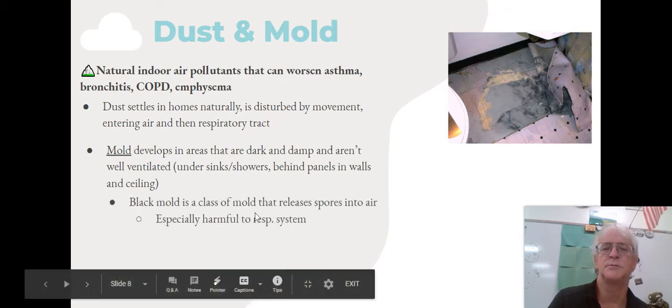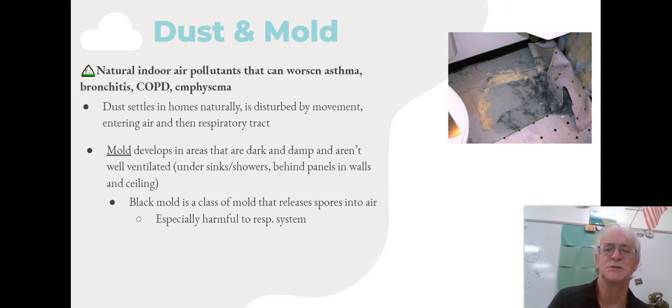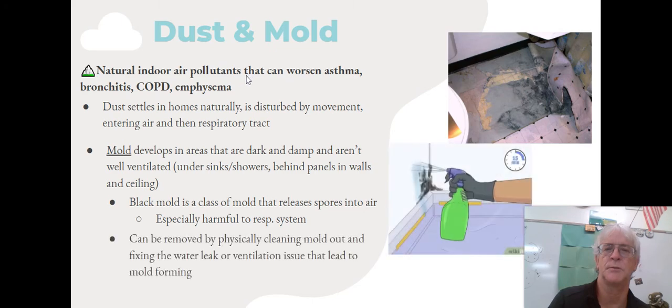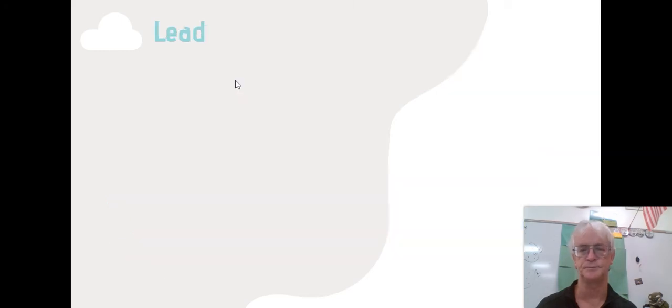Black mold is a class of mold that releases spores into the air. This black mold is especially harmful to the respiratory system. We had a teacher that moved over someplace, and they did not have proper shingles in the house, and in the last El Nino, they got black mold. It can be fixed by physically cleaning, and then you have to fix the water leak or ventilation issue to prevent mold from forming.